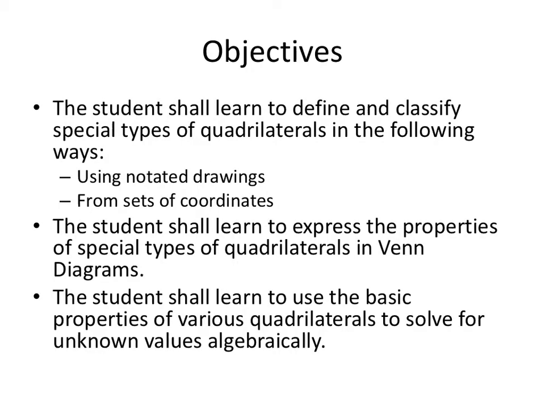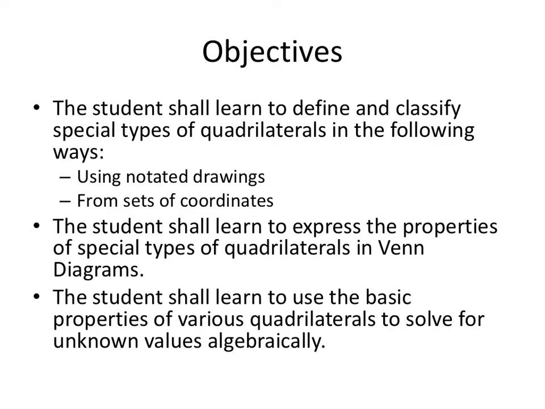So let's first talk about our objectives, and you can see that from the length and complexity of these objectives, we've got a lot to learn about in this first lesson. First of all, we want you to be able to learn to define and classify special types of quadrilaterals in the following ways. We want you to be able to see what they are using notated drawings. So these are drawings with congruency marks, parallel marks, things like that. And also from sets of coordinates, which is going to involve a lot of math.